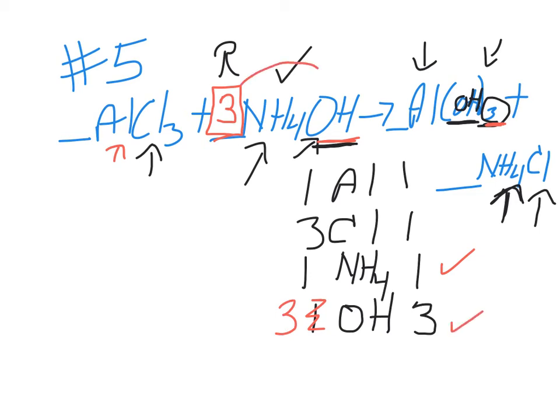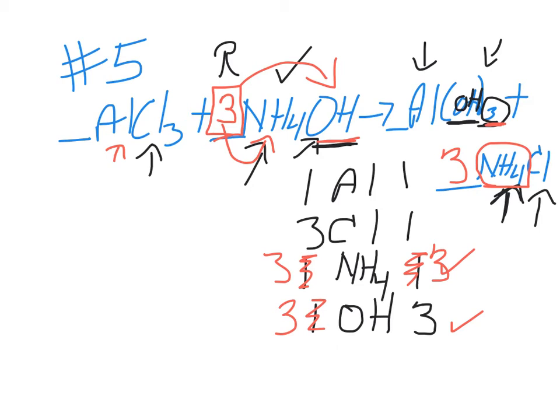This makes my hydroxide 3, and now it's equal. But don't forget, it not only affects hydroxide, it also affects ammonium. So that means now I have 3 ammonium. Okay, so let's go to the product side. Here I only have 1 ammonium. So let's change that to a 3, since 1 times 3 is a 3. Now it's equal.